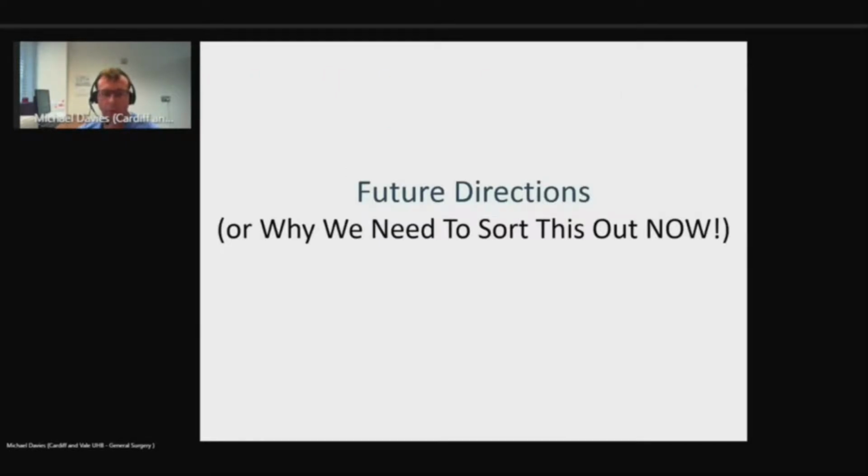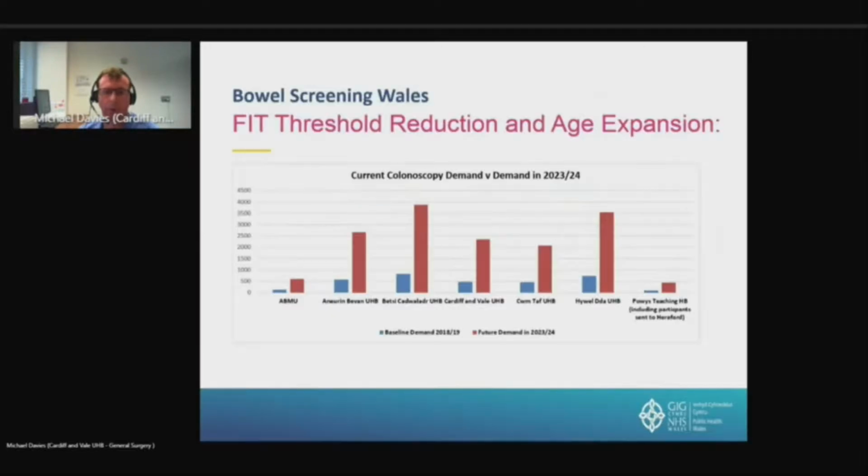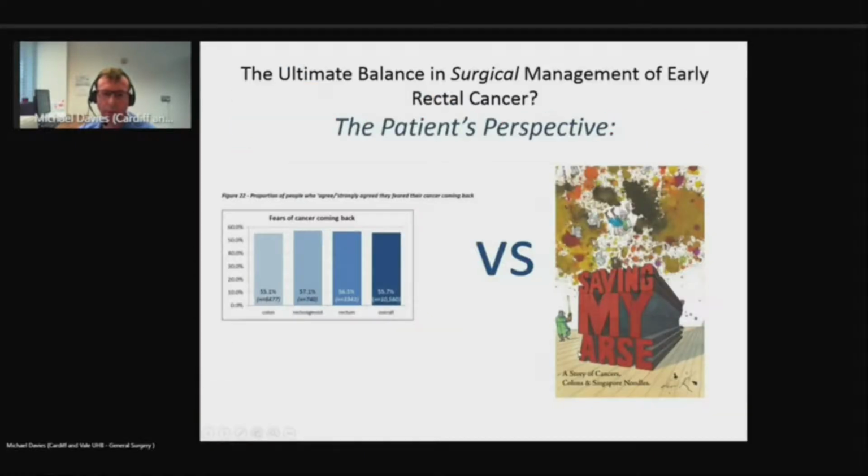What about the future? Well, this is coming. This shows what's going to happen once COVID has passed and the FIT threshold is reduced and age expansion is achieved within Bowel Screening Wales. We can see this massive increase in screened patients, which undoubtedly, having seen the data at the beginning of this presentation, will correlate with more early rectal cancer, more early lesions. And we therefore need to have a very good route for managing these patients.